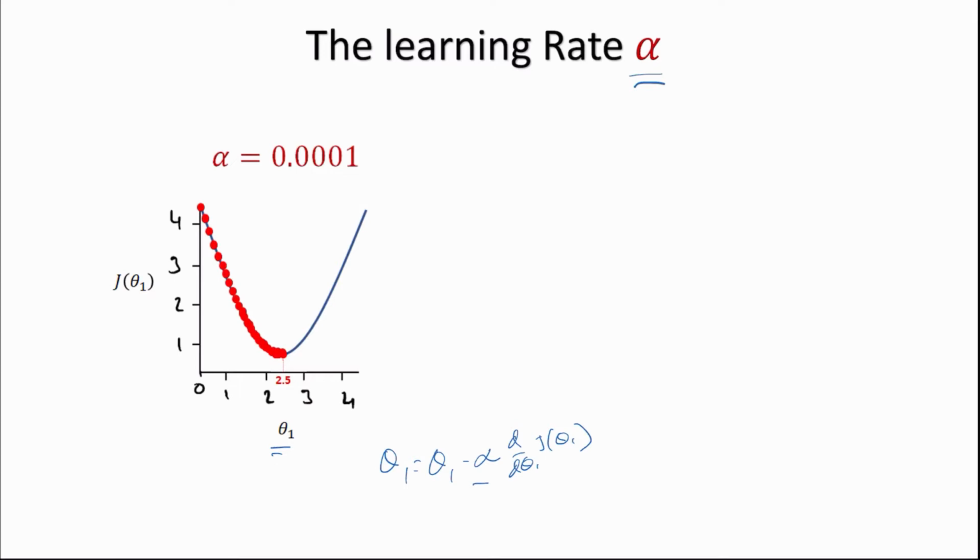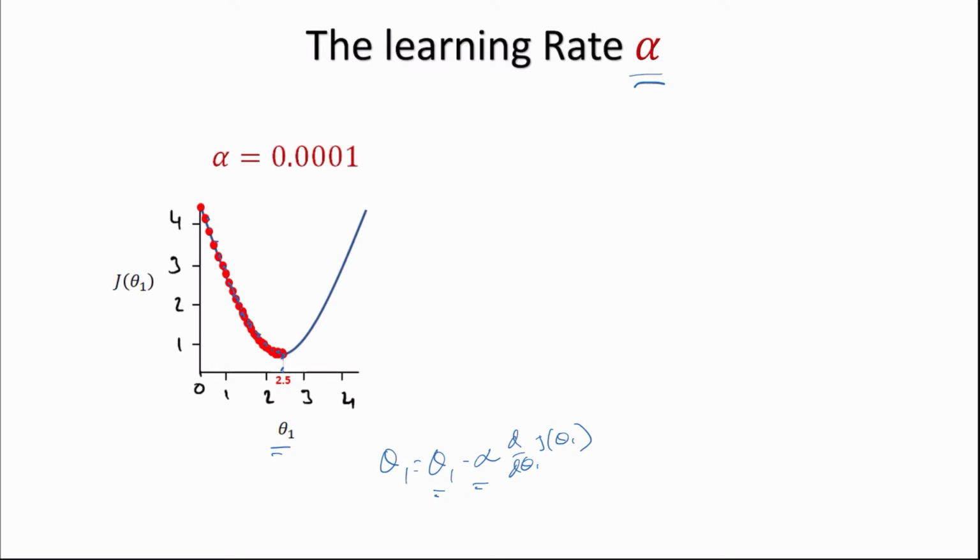And if alpha is very, very small, then we're only going to be making small changes to theta 1 each time. So it will take quite a while to reach our minimum. This can take a lot of computing power and is inefficient. The positive thing about this is it's guaranteed not to miss our minimum point because it iterates little bit by little bit until it reaches our minimum.